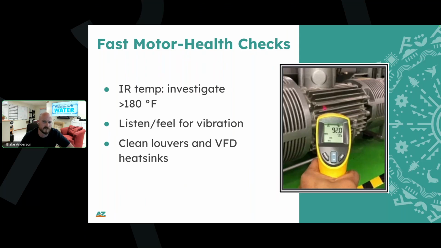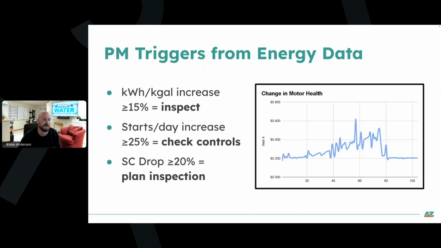Keep your louvers clear. Keep your fins clear. Those things really can help prevent a lot of overheating. And those small, consistent checks can prevent a lot of big failures. And so, like I said, SCADA can do a lot of this stuff now, but simple Harbor Freight infrared thermometer for $30, you can kind of start logging that information.